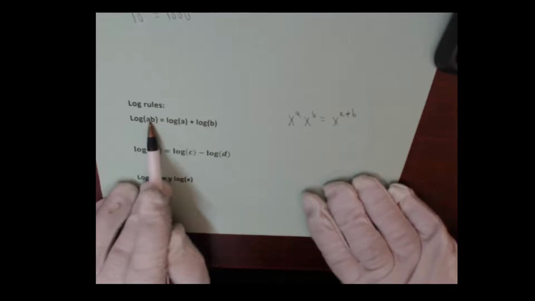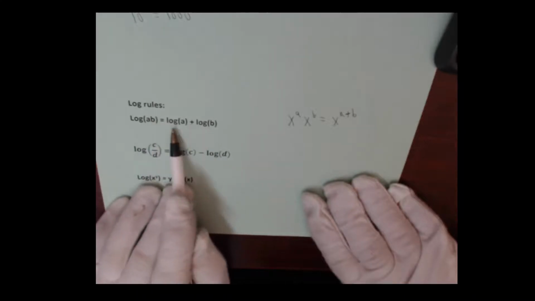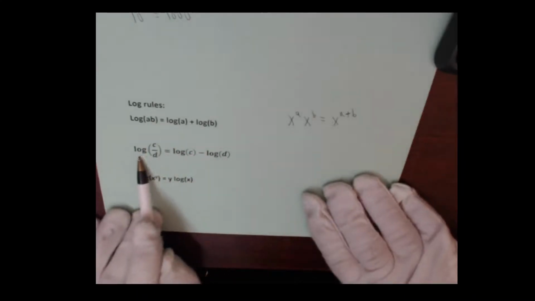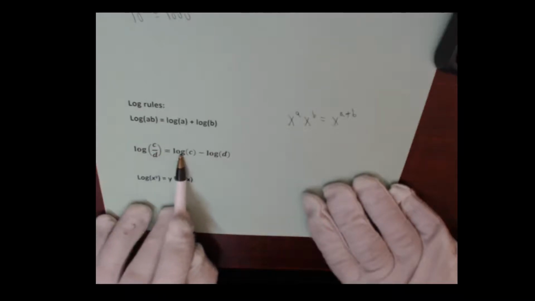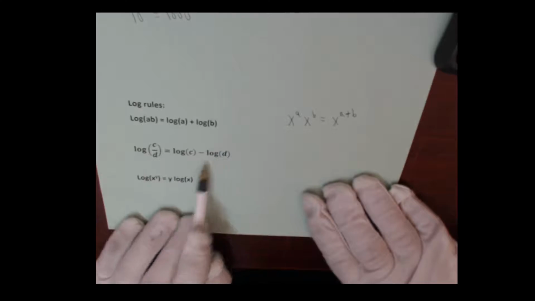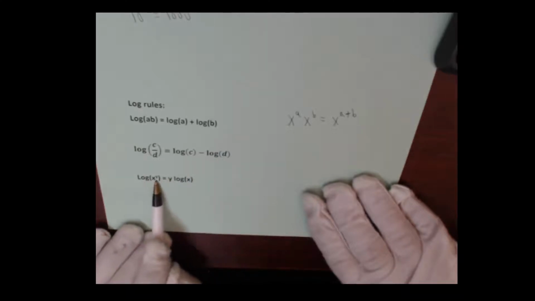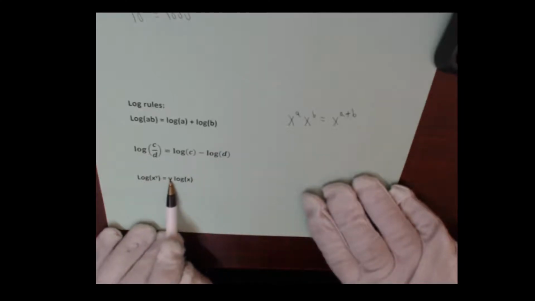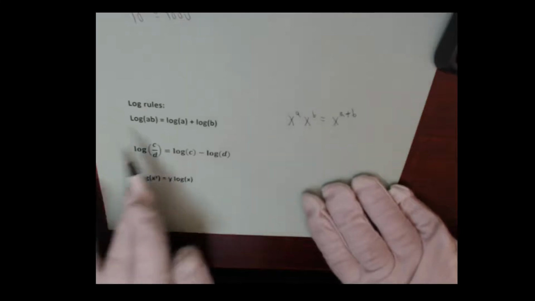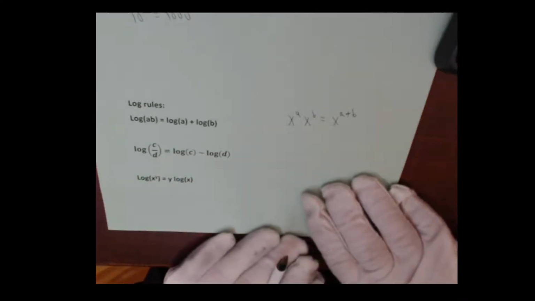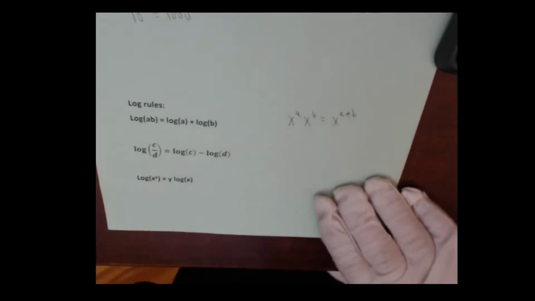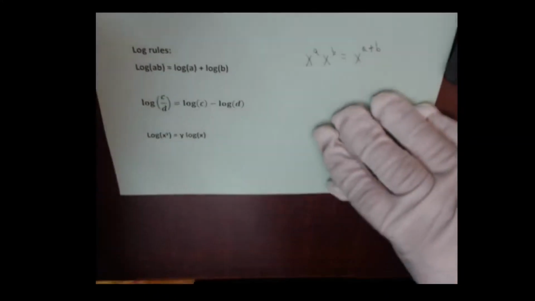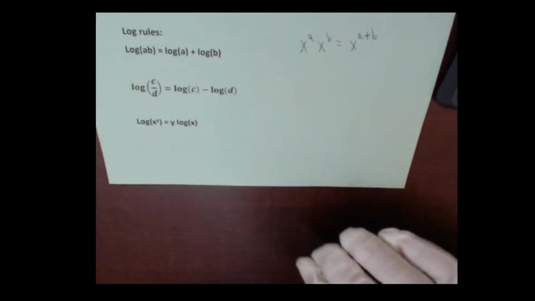In general, it's nice if we have simpler stuff inside the log, so it's good to break it up. Another rule is that if we have the log of c over d, that's equal to the log of c minus the log of d. And finally, log of x to the y, if you have a power, you can bring that power out in front. It's really handy to know these rules because it's going to make our lives easier for solving log equations and for taking the derivatives of log equations. So let's look at an example of how we could use these log rules.